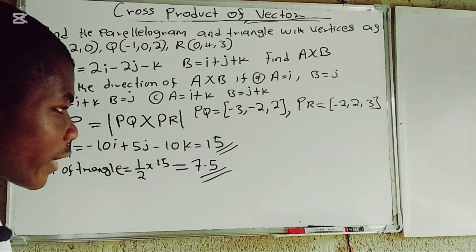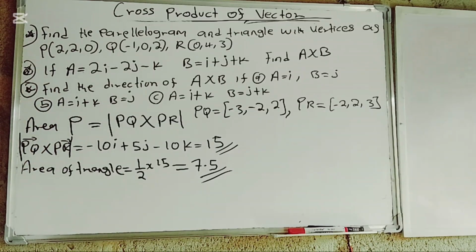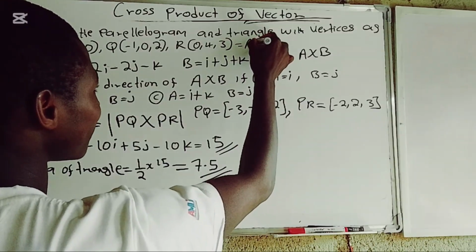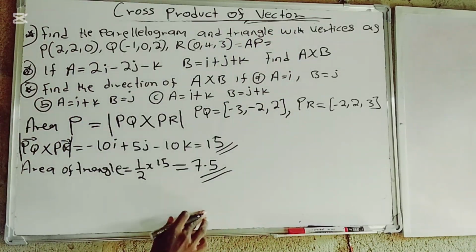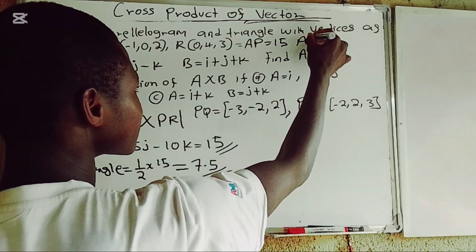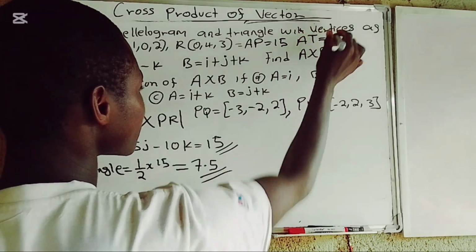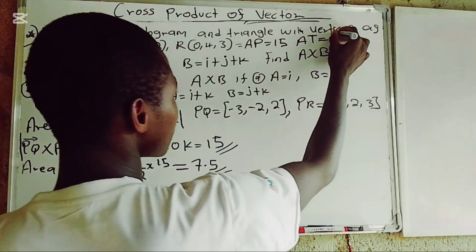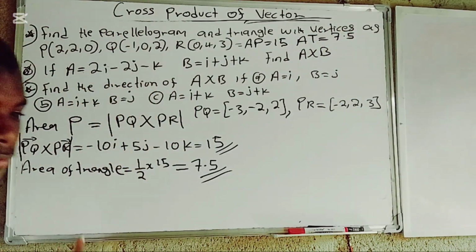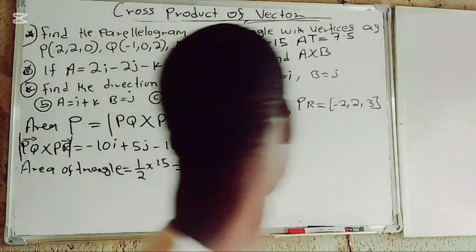So guys, I hope you get this. At the end, I will say the area of parallelogram, it is 15, and area of T, which is triangle, it is 7.5. So that I'll have space to answer the rest of the question.